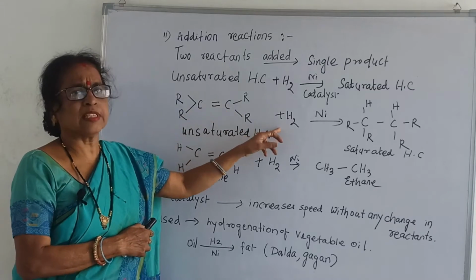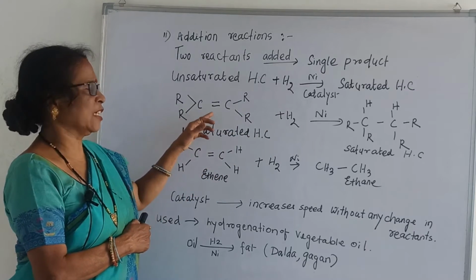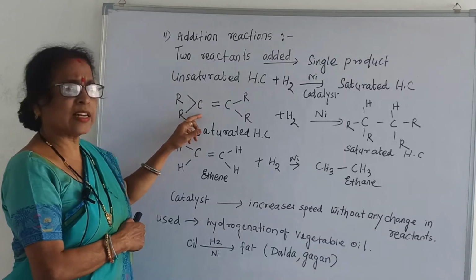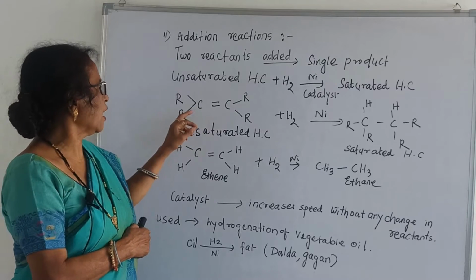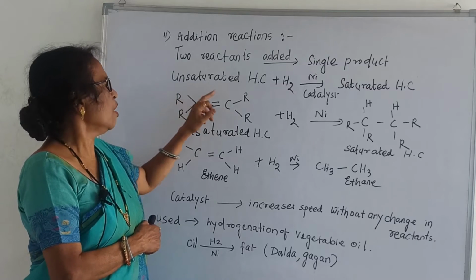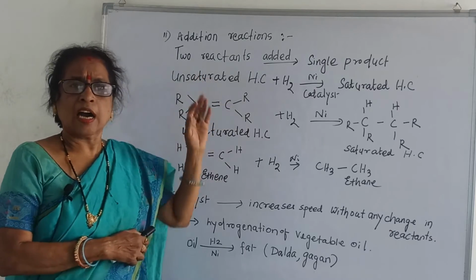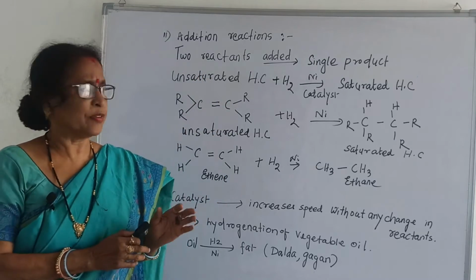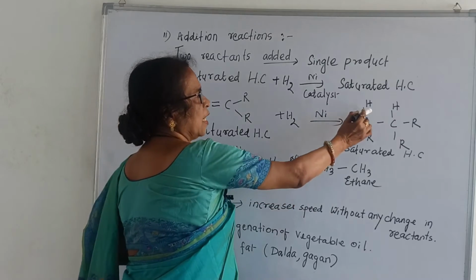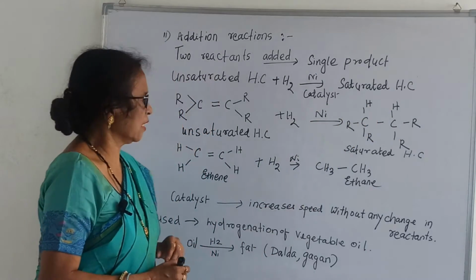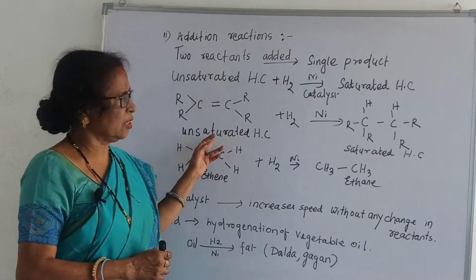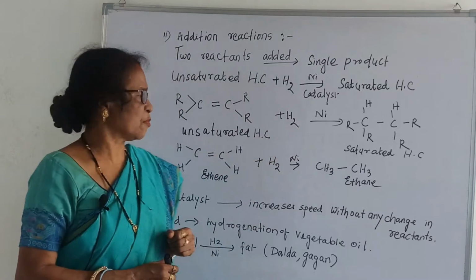And when hydrogen is added, remember, practice yourself, because in higher classes it will be clear. One hydrogen is added here, one hydrogen added here. Hydrogen atoms are added across the double bond. So see, one hydrogen here, one hydrogen here. This is an unsaturated hydrocarbon, this is a saturated hydrocarbon.